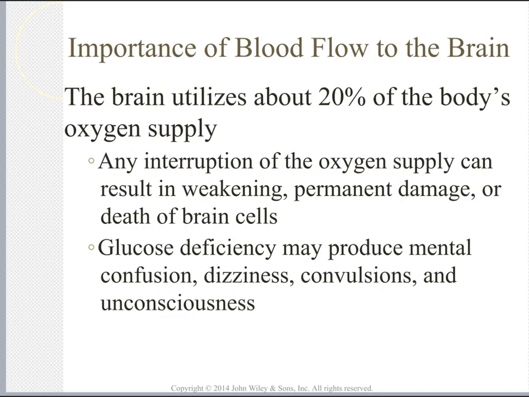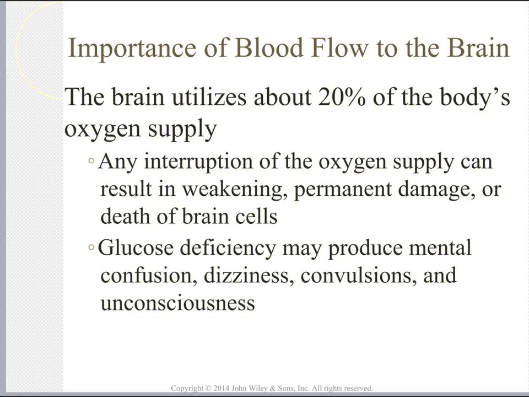Now, blood flow is super important to the brain, and we see that the brain utilizes close to 20% of the body's oxygen supply. So if you look at weight to size to compare to other organs in our body, our brain takes about 20%. That's a massive amount of oxygen. And then when this oxygen and nutrients are interrupted, we know that we can sustain injury.